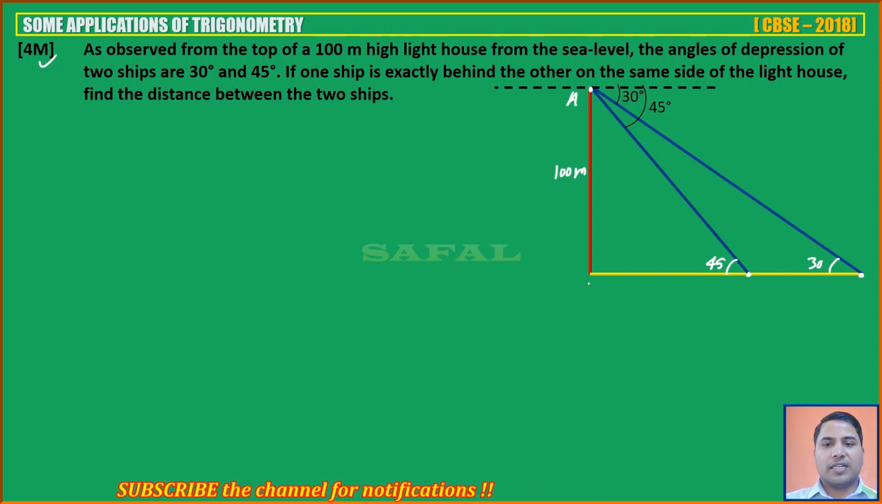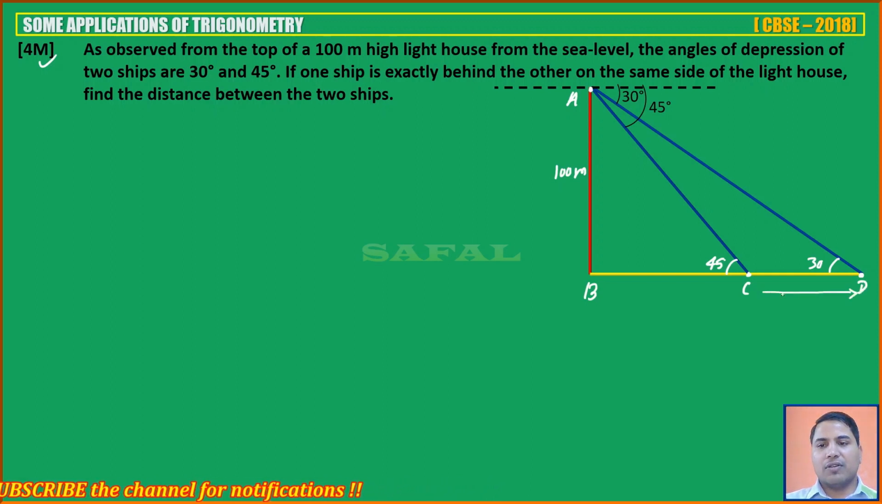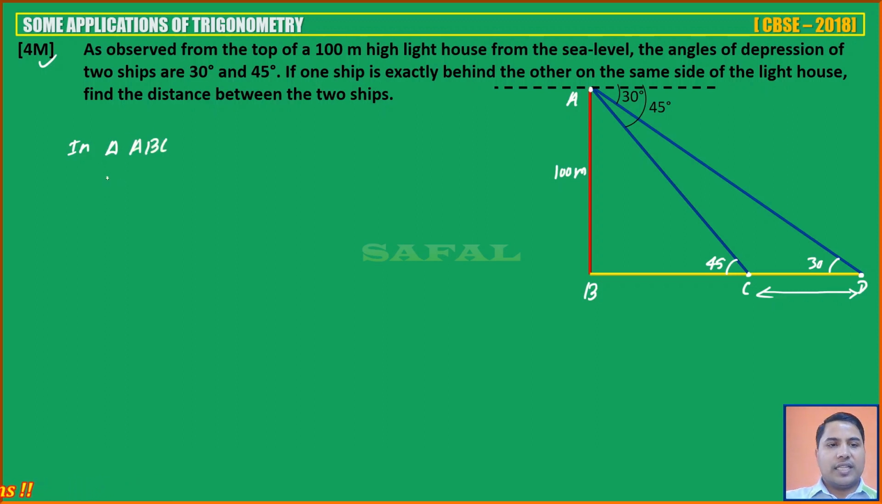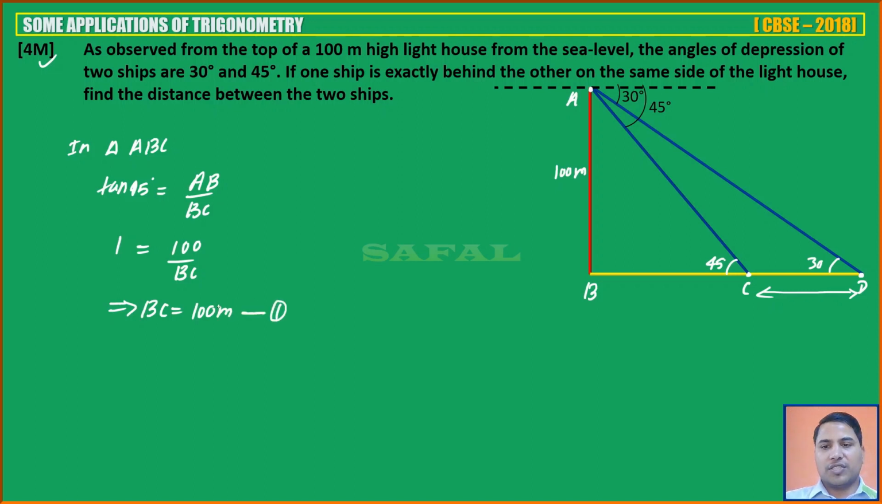So let us name the diagram. So A, B, C and D. So basically they are asking us to calculate what? What is the length? CD. Okay. So easily we can do it. So in triangle ABC, I can see that tan 45 degree equals what? Opposite by adjacent. That means AB by BC. Now we know that tan 45 is 1. AB is given as 100. BC we don't know. So on cross multiplication the value of BC will become what? 100 meter. Let us call this the first equation.